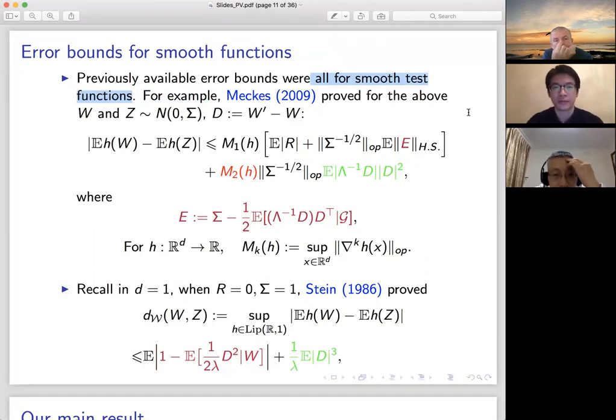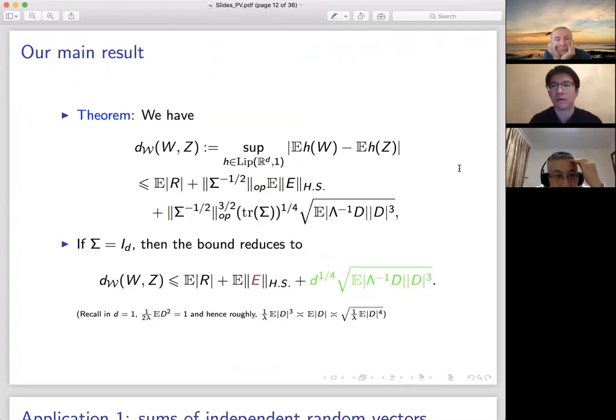It's known that if you have a smooth test function bound, you can deduce a Wasserstein bound from it. However, you will need to put a square root on the corresponding term. That makes the order not optimal. So in our main result, we have successfully removed the requirement on the second derivative of the test function. So that is our main result.